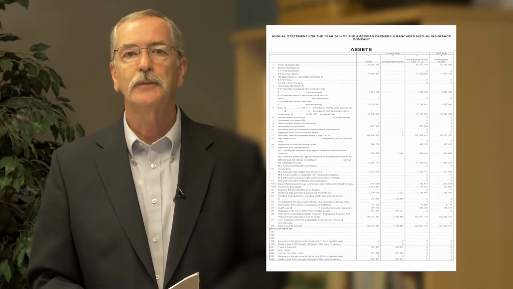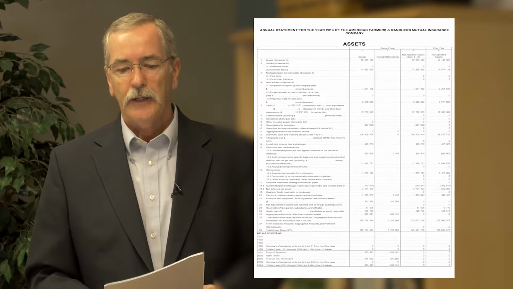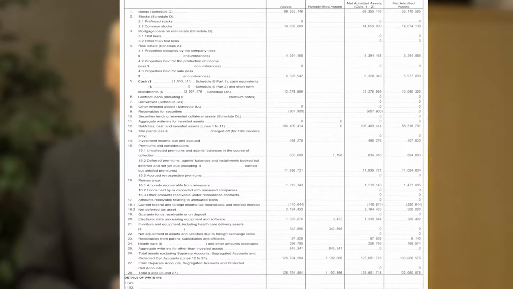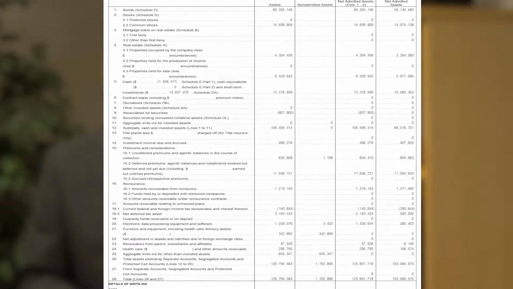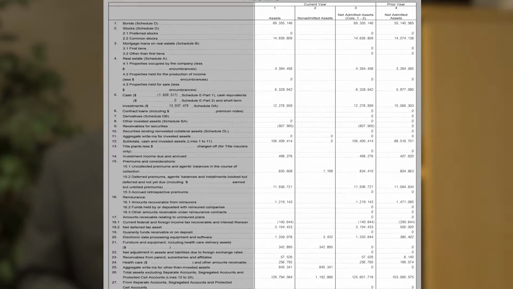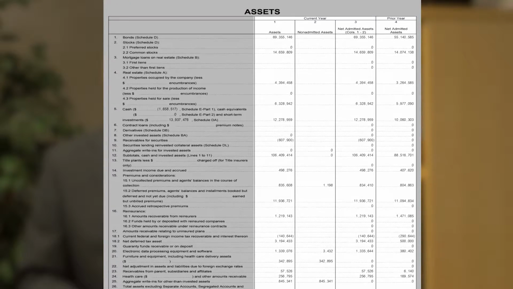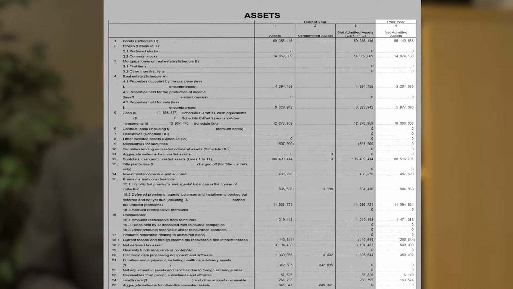The first page is the assets page, and that's page 2 of the Yellow Book annual statement. What you need to keep in mind is these pages are structured with column headings. In this case, page 2 is going to have 1, 2, 3, 4 columns. And you can see that column 4, as you might expect, is a comparative to prior year's numbers.